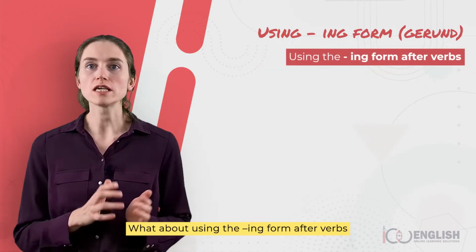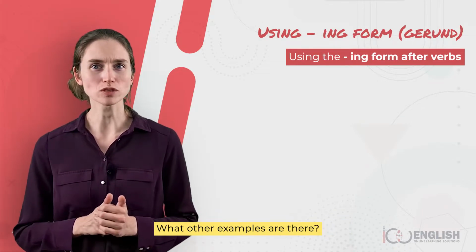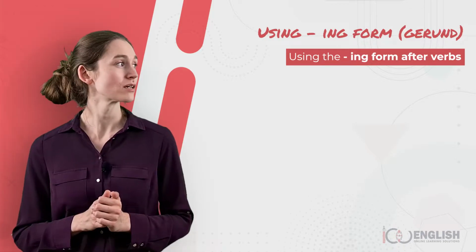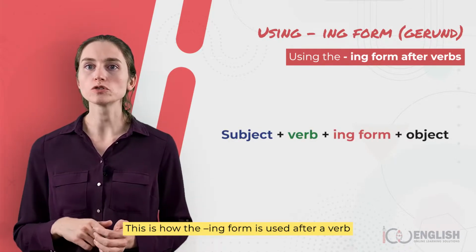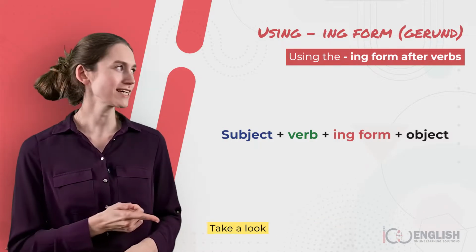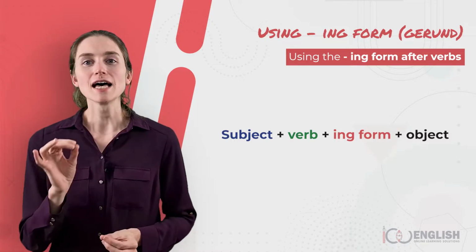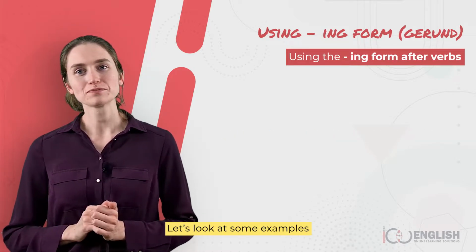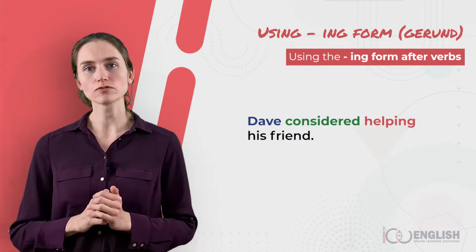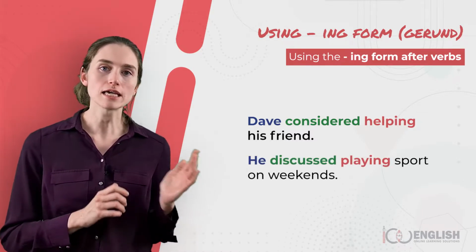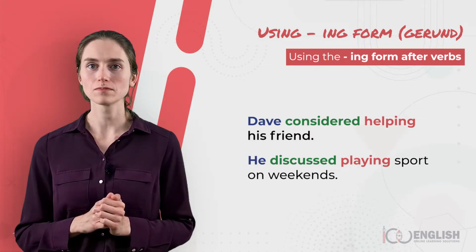What about using the ing form after verbs? What other examples are there? This is how the ing form is used after a verb. Take a look. Let's look at some examples. Dave considered helping his friend. He discussed playing sport on weekends.